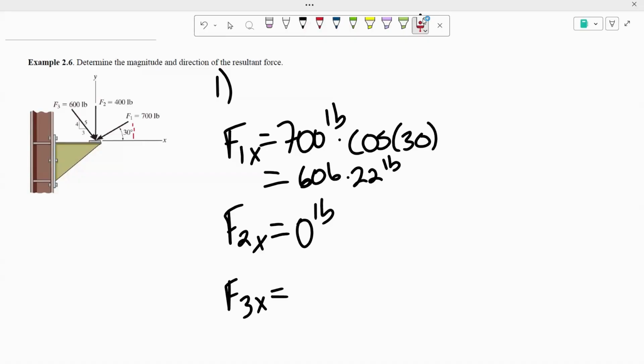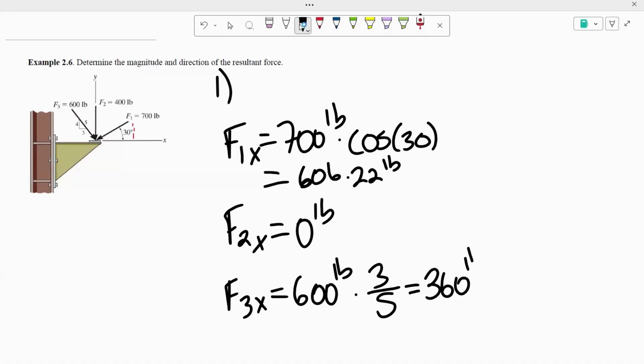For F3, they give us that this is a 3, 4, 5 triangle, and we're trying to find its horizontal component right now. So we're trying to find the side of 3, and we were given the side of 5. So for this, we're going to do 600 pounds times 3 over 5. And that should give us 360 pounds. So like that, we were able to calculate the horizontal component of each vector. So now we have to calculate the vertical component of each vector.